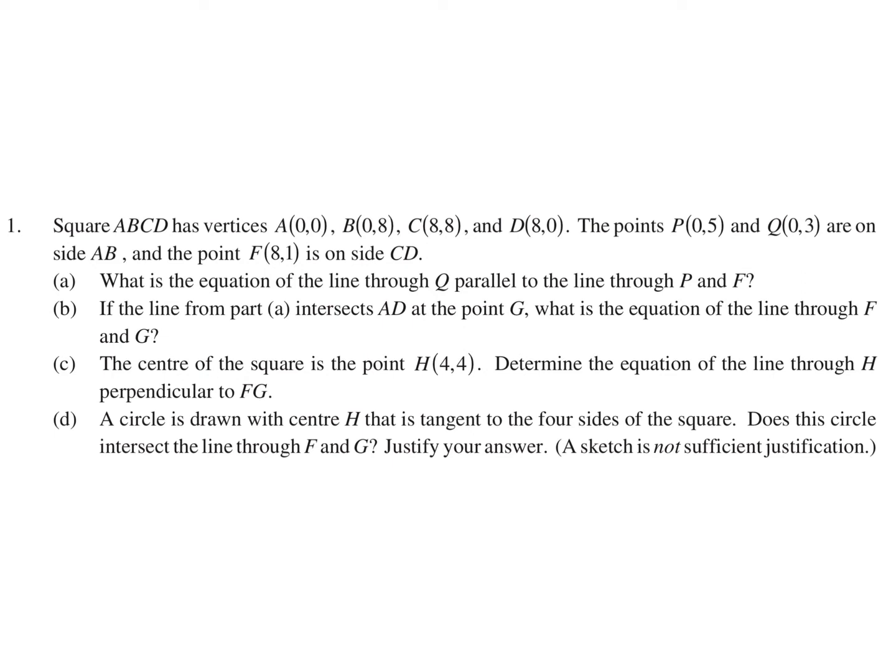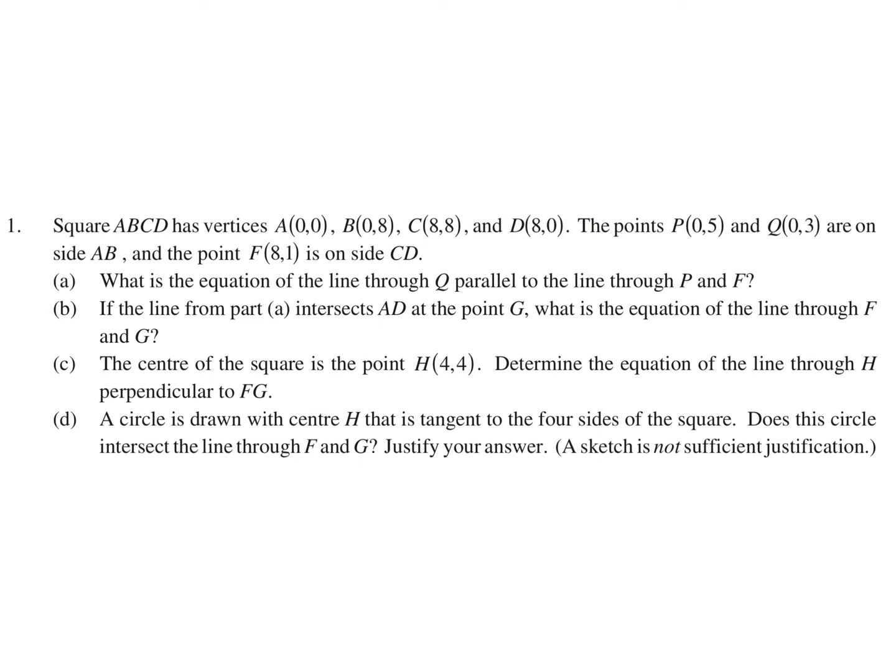Square ABCD has vertices (0, 0), (0, 8), (8, 8), (8, 0). The points P (0, 5) and Q (0, 3) are on side AB, and F (8, 1) is on CD. What is the equation of the line through Q parallel to the line through P and F?